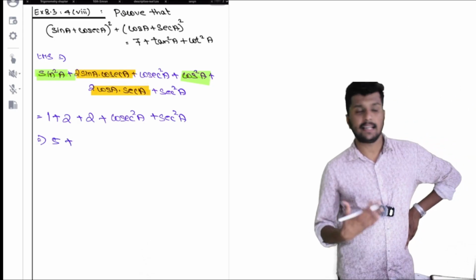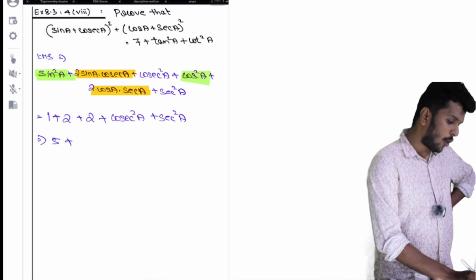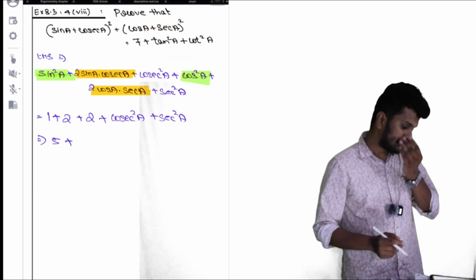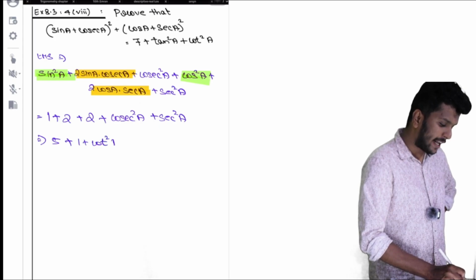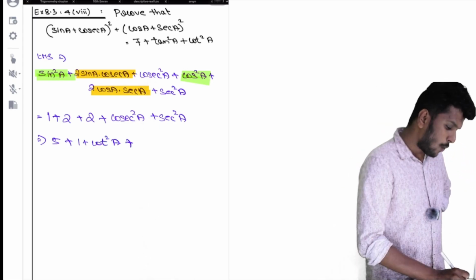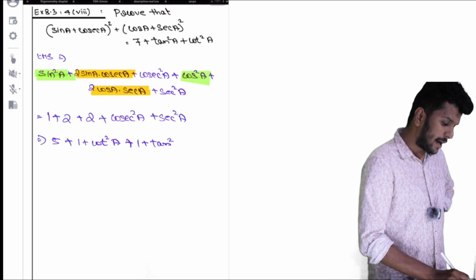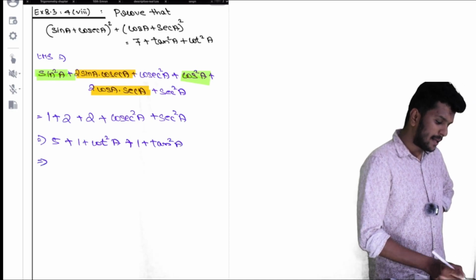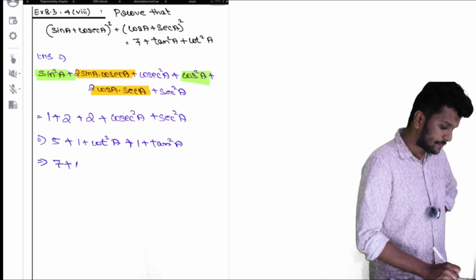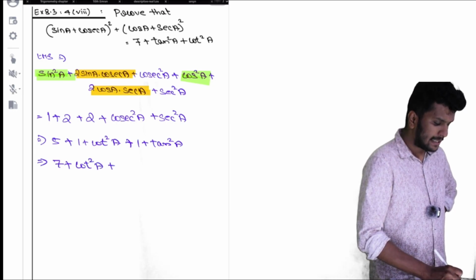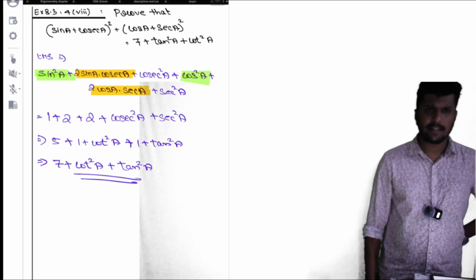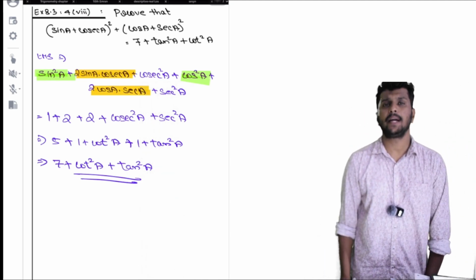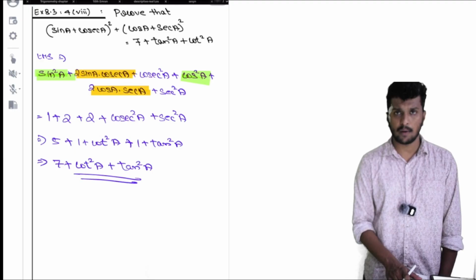Cosec square A, how can I write in terms of cot? Because we want cot and tan in terms of that, isn't it? So cosec square A, I can write 1 plus cot square A. Sec square A, I can write 1 plus tan square A. So that is equal to 5 plus 1 plus 1, 7 plus cot square A plus tan square A is your final answer. So such an easy question, right? Very, very easy question. There is nothing much for you to solve here.